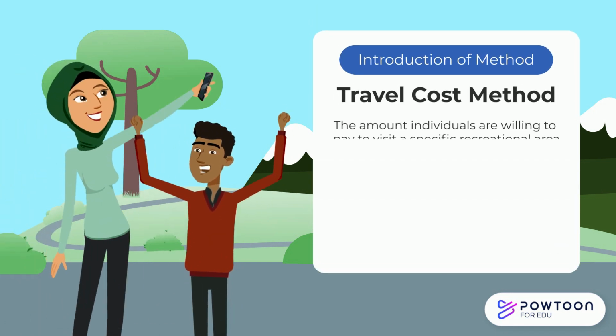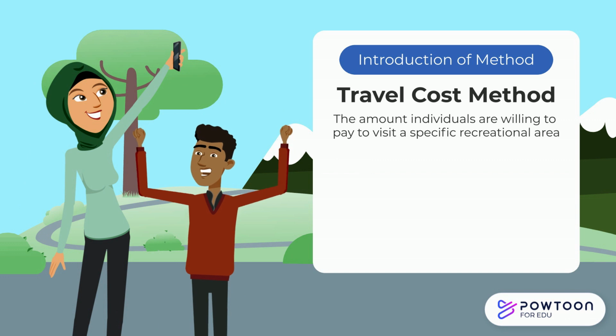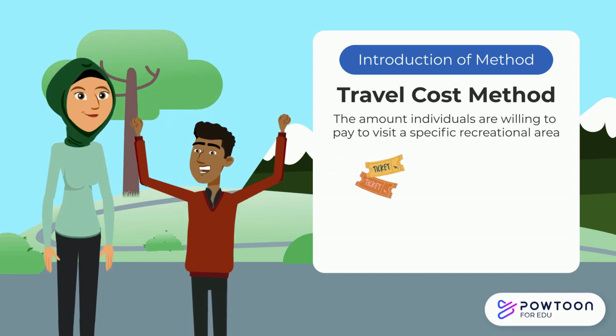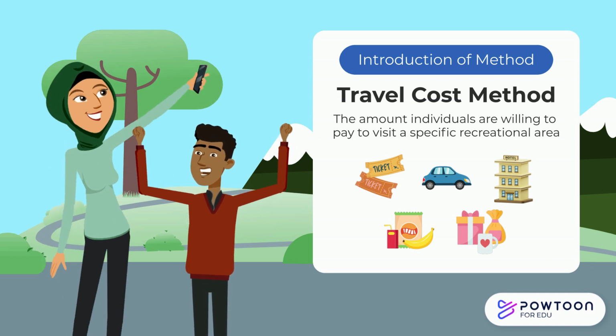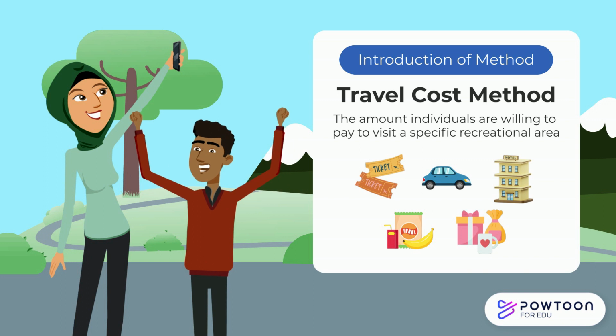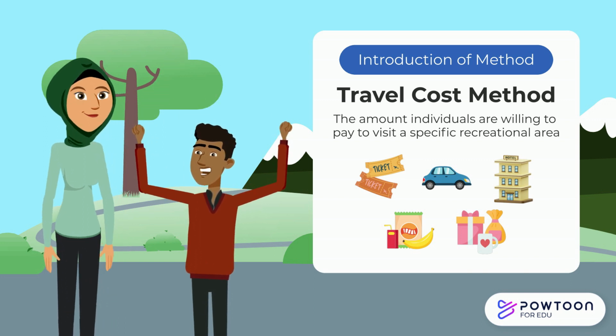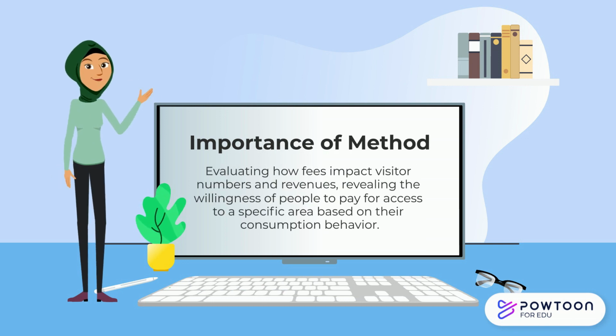The travel cost method assesses the amount individuals are willing to pay to visit a specific recreational area, considering various expenses such as park entrance fees, travel costs, accommodation, snacks, and souvenirs. Economists use this method to gauge people's valuation of the experience and assign a monetary value to parks that lack a specific price tag. The travel cost method is crucial for evaluating how fees impact visitor numbers and revenues, revealing the willingness of people to pay for access to a specific area based on their consumption behavior.